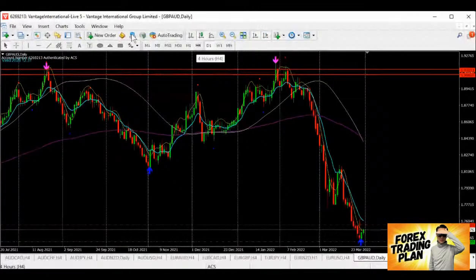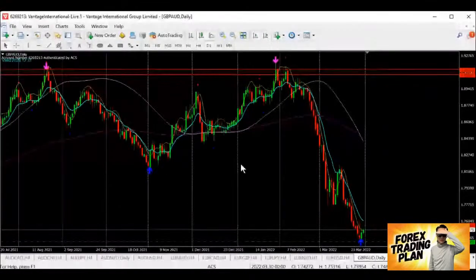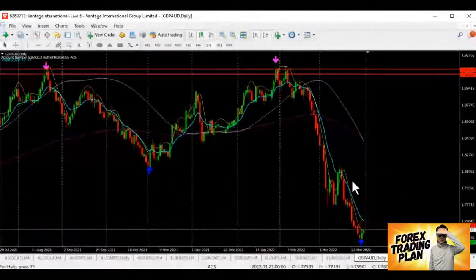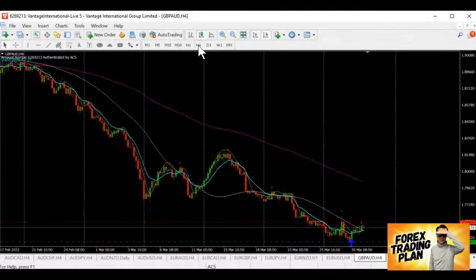Pound Aussie, let's take a look. Pound Aussie hitting on the support. Today we are on the move. Okay, so today is a retracement. So let's see this over here.